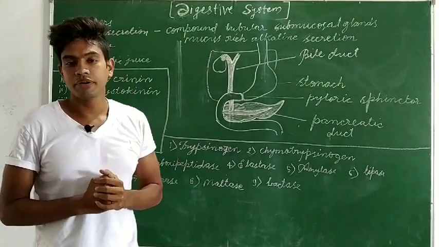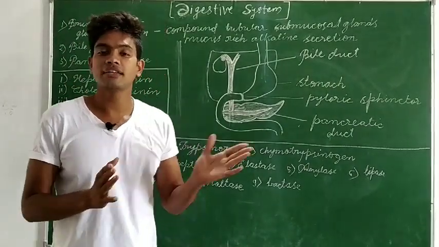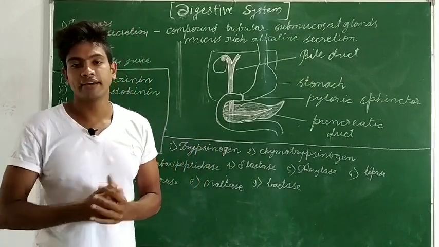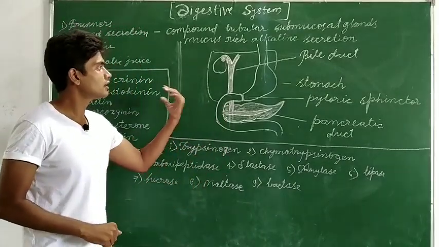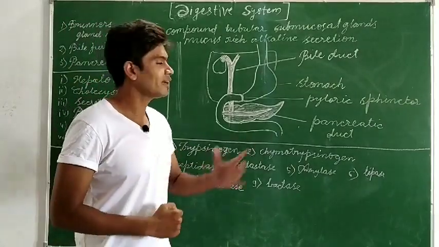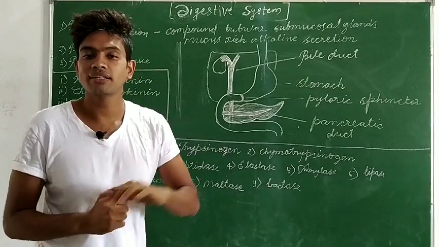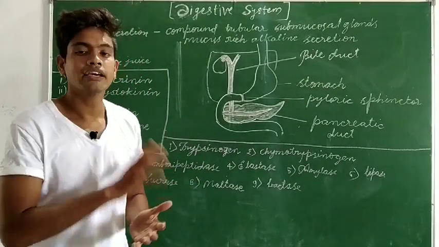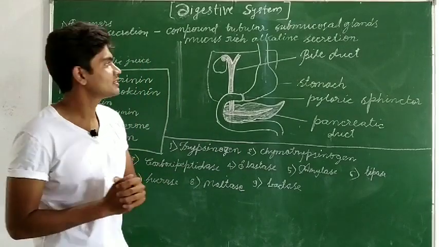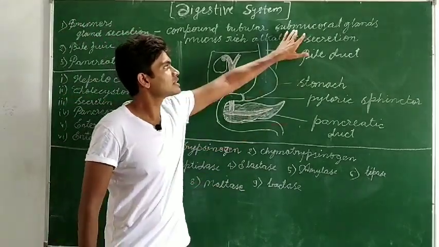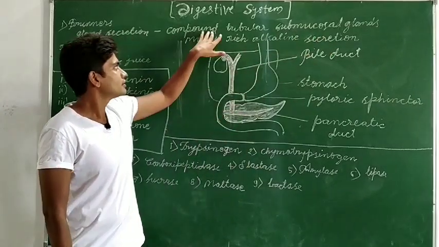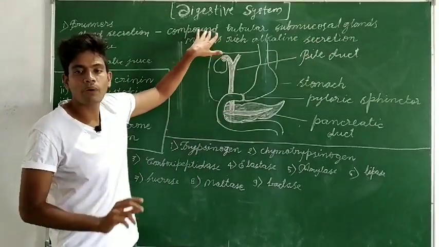You must be remembering, as we had seen, that when we talk about the alimentary canal, it is made of 4 layers. The outermost layer is called serosa, the second one is called muscularis, then the submucosa, and the last one is the mucosa, which is the innermost layer. So Brunner's glands are situated in the submucosa. That is why they are called submucosal glands, and they are a group of glands. That is why they are compound glands.